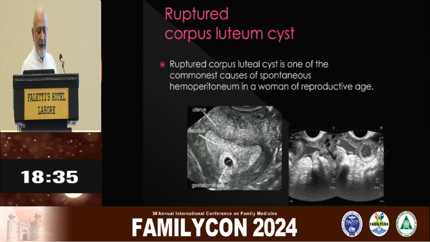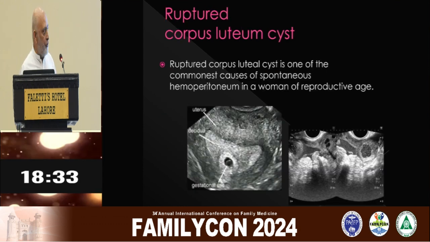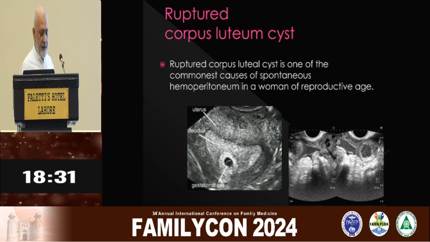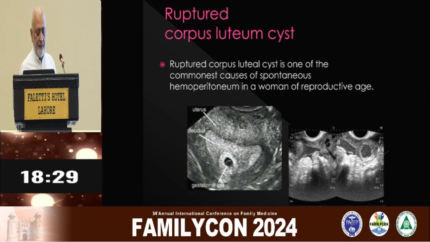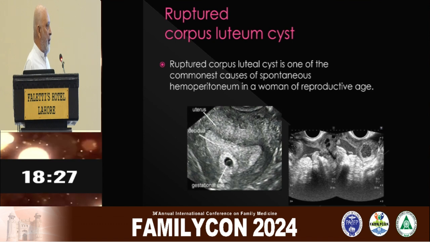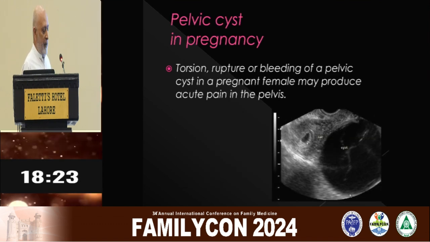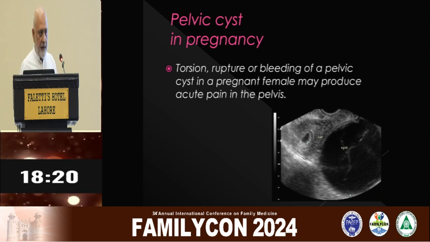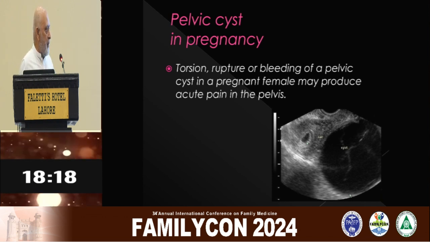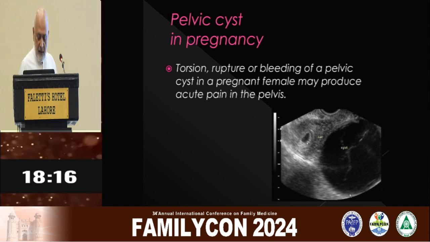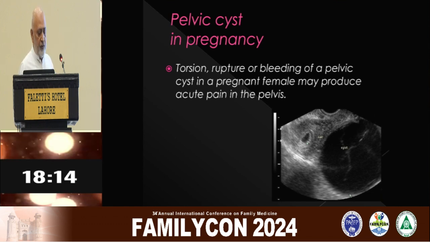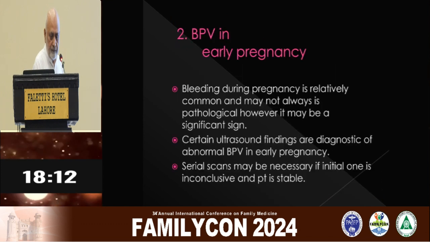Corpus luteum cyst, whenever it ruptures, produces free fluid in the cul-de-sac and around the uterus and will produce pain. Likewise, a large ovarian cyst alongside the pregnancy may produce pain. It may get ruptured or not. Presence of a large cyst is a reason for pain in the pelvis.